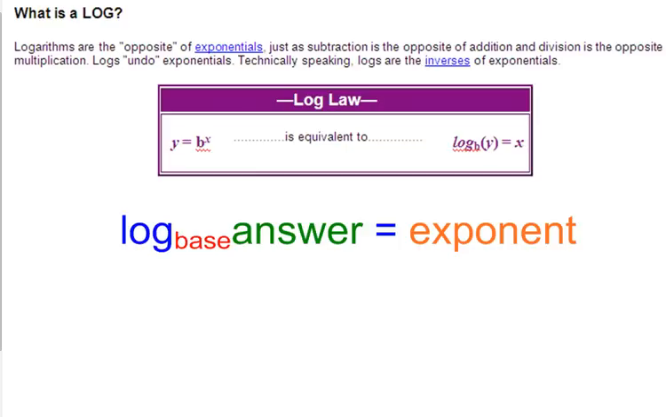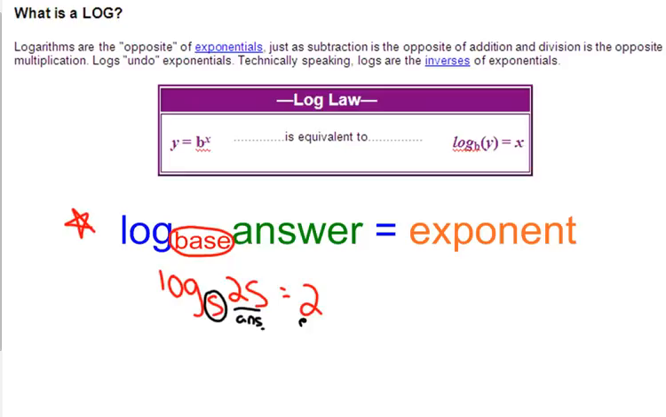So here is the trick I use whenever I'm learning how to put things in logarithmic versus exponential form: log base answer equals exponent, which probably makes no sense right now. But we should know that a base is the number in front of the exponent, right? So let's say we have log base 5 of 25 equals 2. I'm going to follow the vocabulary. Log base answer: this is my base, this would be my answer, and this would be my exponent.